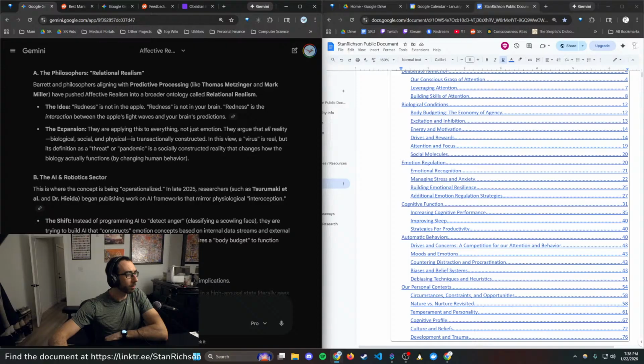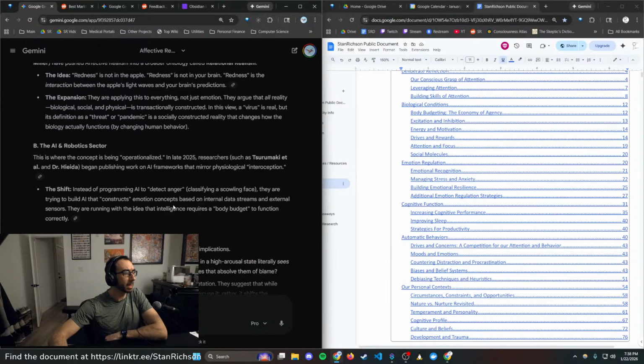Okay, the AI and robotics sector, this is where the concept is being operationalized. In late 2025, researchers began publishing work on AI frameworks that mirror physiological interoception. Instead of programming AI to detect anger, classifying a scowling face, they are trying to build AI that constructs emotion concepts based on internal data streams and external sensors. They are running with the idea that intelligence requires a body budget to function correctly.